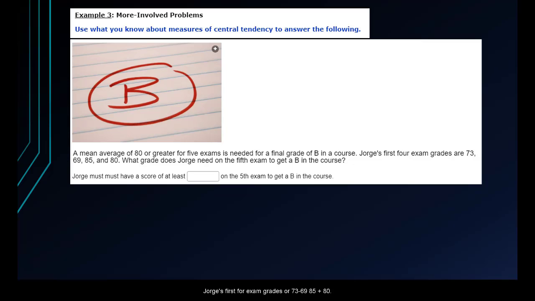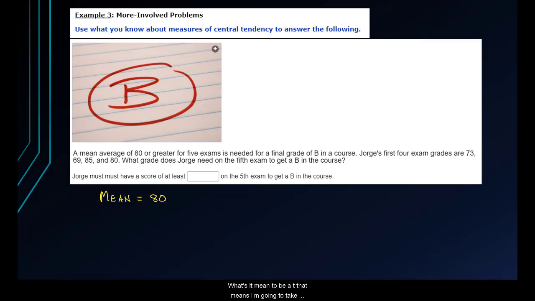Jorge's first 4 exam grades are 73, 69, 85, and 80. What does Jorge need for a 5th exam to get a B in the course? So we want the average to be 80. We want the mean to be 80.